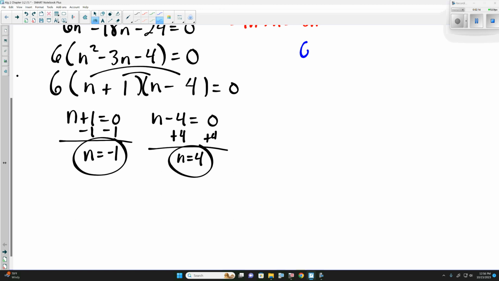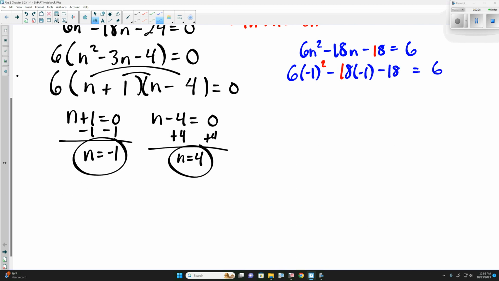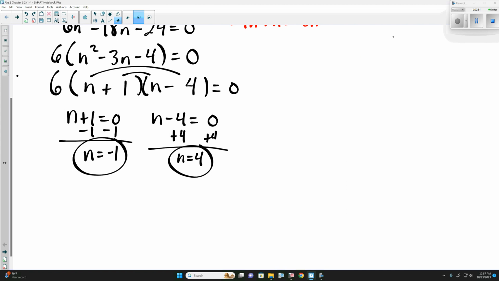So for our 6n squared minus 18n minus 18 is equal to 6. So if we did negative 1, 6 times negative 1 squared minus 18 times negative 1, minus 18 is equal to 6. Well, our negative 1 squared would be 1. Negative 18 times negative 1 would be positive 18, minus 18. Well, 6 times 1 is 6. Negative 18 plus 18 is 0. Telling us 6 is indeed equal to 6, so it does work. We could do the same thing for 4 if we wanted to check it, and it would work out as well. So any other questions on number 8?